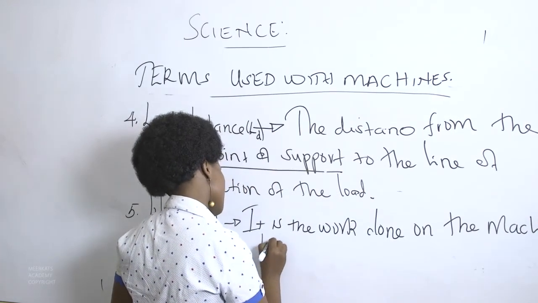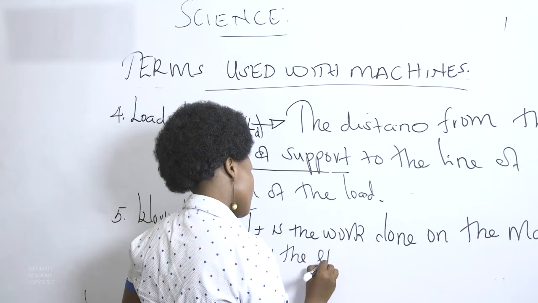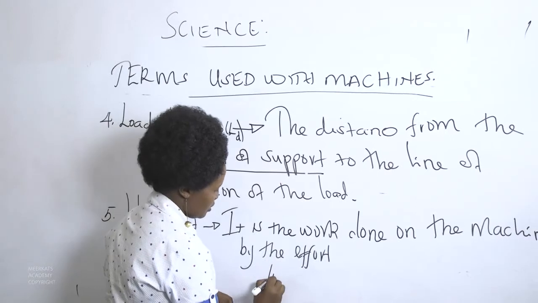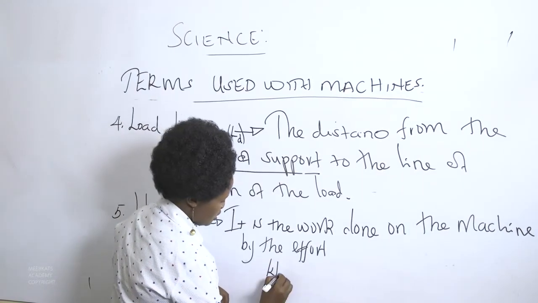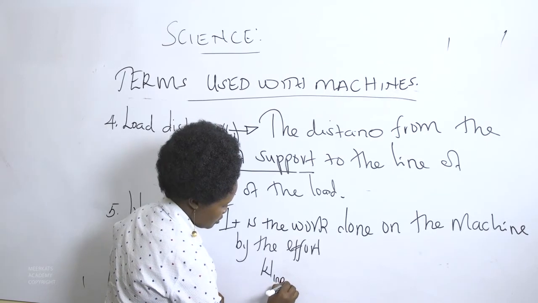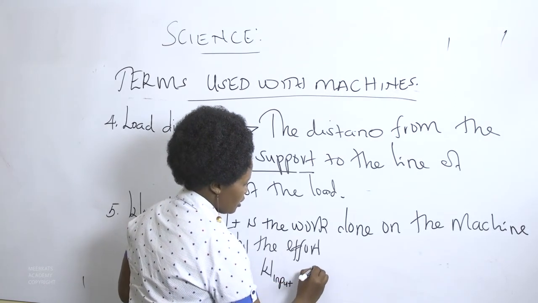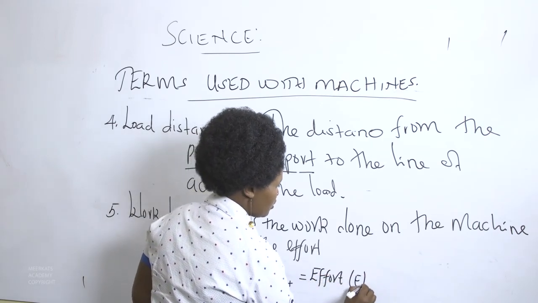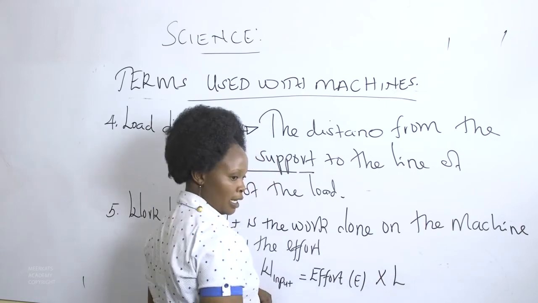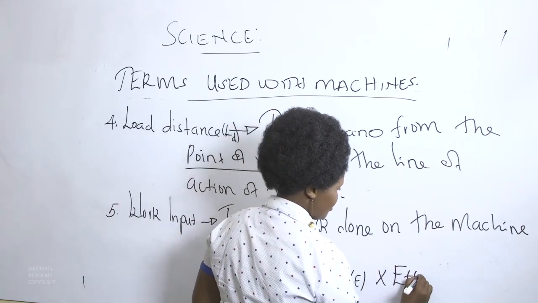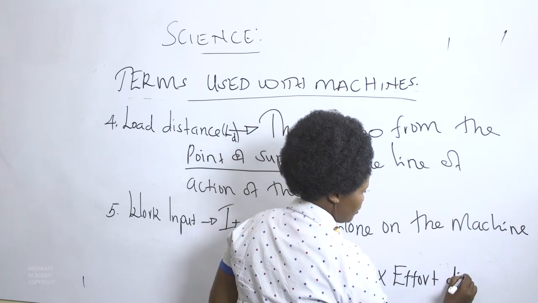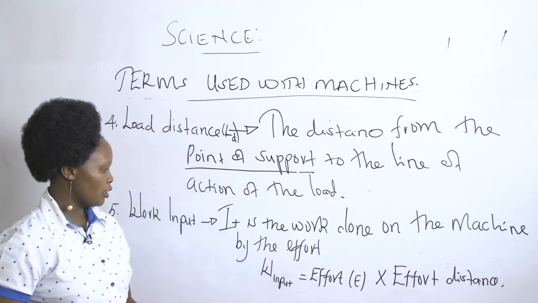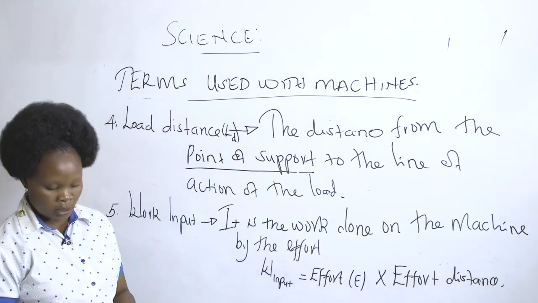Work done on the machine by the effort, and is given by: work input is given by effort multiplied by effort distance. Effort multiplied by effort distance is what is going to give you work input.